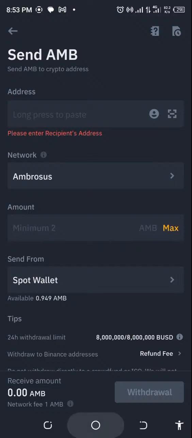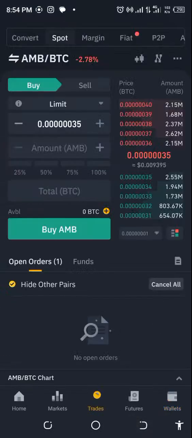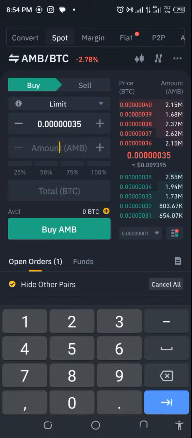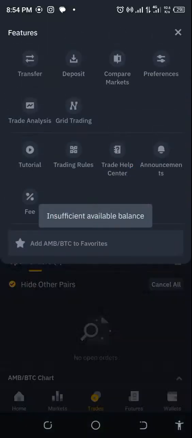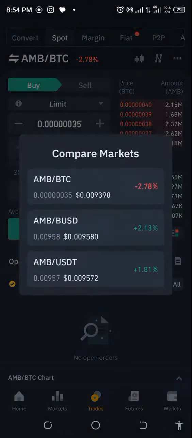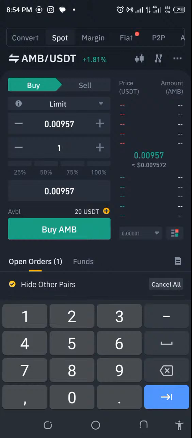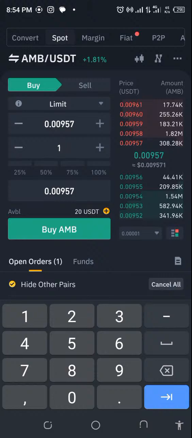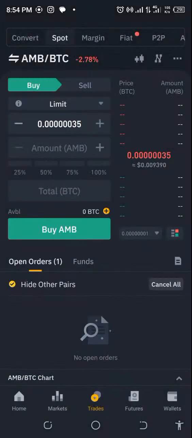Let's go back in to see how much one AMB is. If I want to buy one, let's see. Oh, no, this is not where you get it. We're going to get it from the USDT side. So let's put one here. It's really less, not even up to a cent. That's good. So we've got to be fast before this thing changes. Let's quickly do this. Okay, let's see. Are we still good? We're still good.